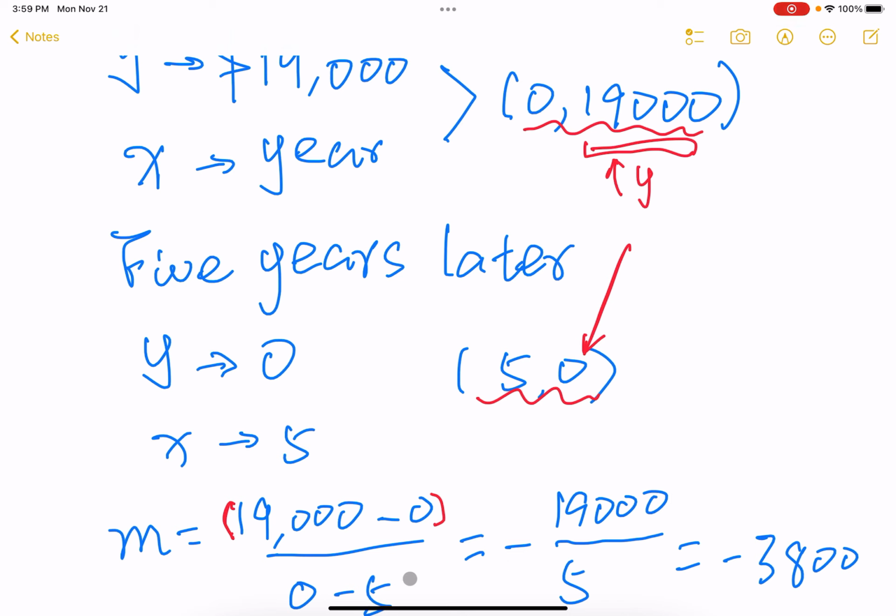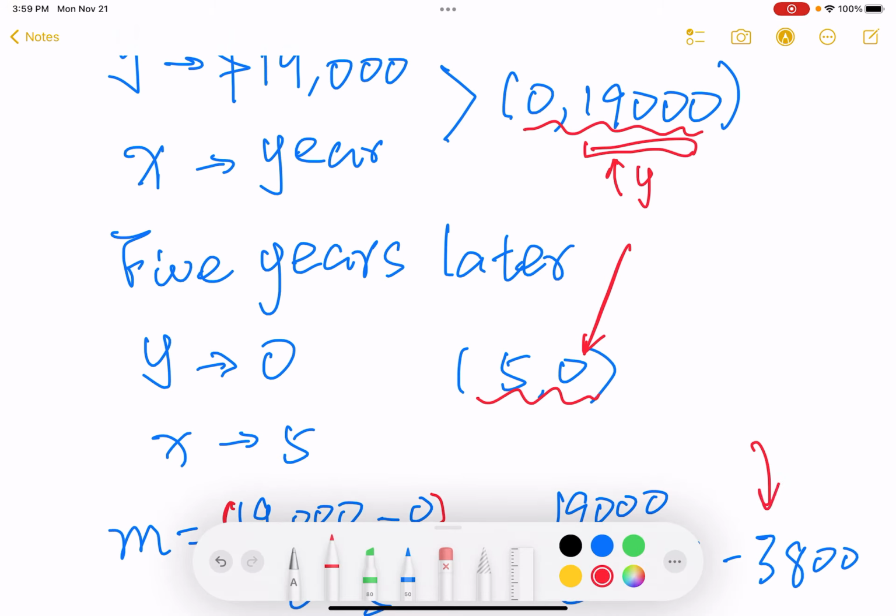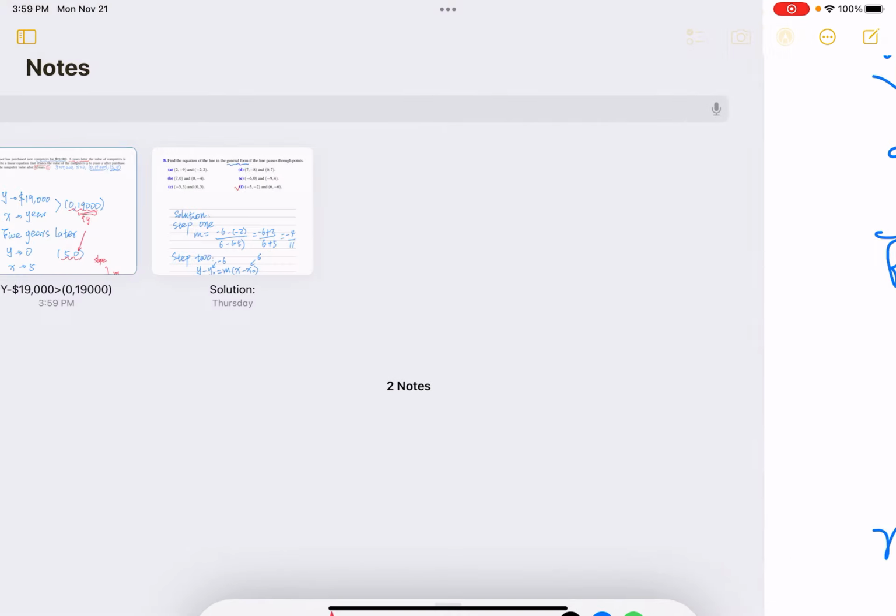Okay. Then downstairs is negative 5. Upstairs is 19,000 minus 0. So 19,000 minus 0 divided by negative 5 will give us negative 3,800. Okay, that would be the slope. So slope here is the m value is given.